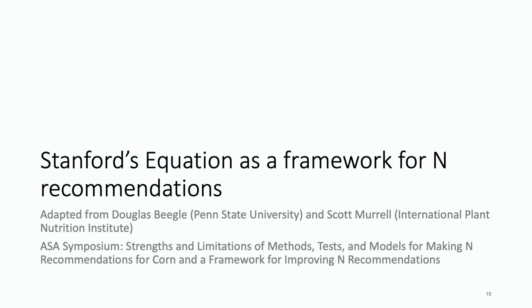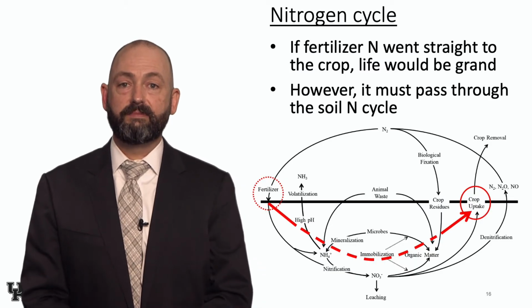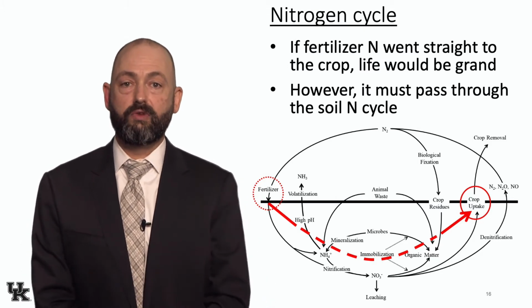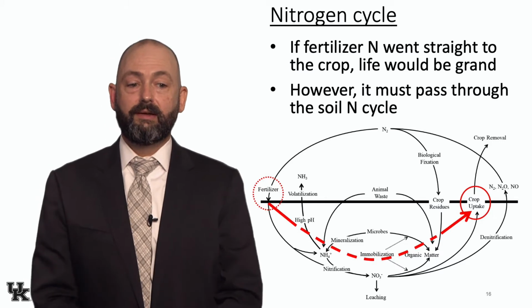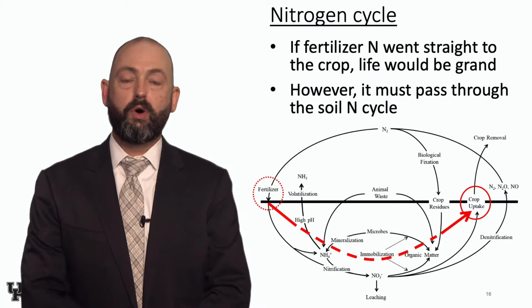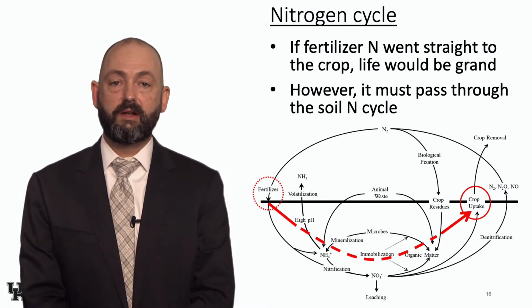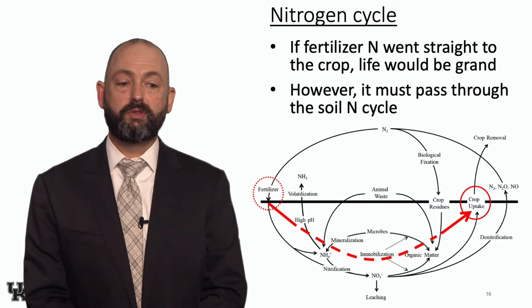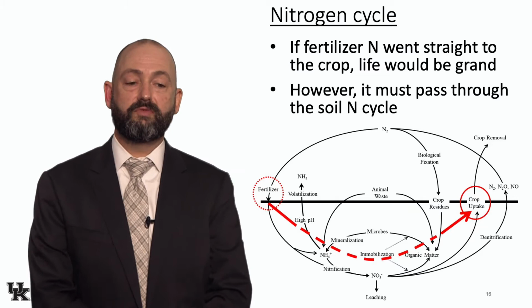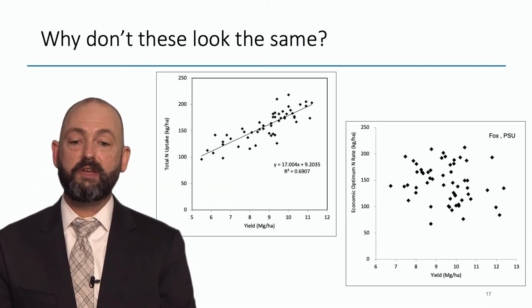And in the 60s, George Stanford was saying that if we want to get more precise, we have to account for mechanisms that are associated with climate, soil type, and crop management. So the nitrogen cycle, as I said, is complex. And if fertilizer nitrogen went straight to the crop, like this red line indicates, you would see a pretty simple thing. We would just be able to look at per unit bushel, apply 1 pound of nitrogen or 0.6 of a pound of nitrogen. It would be a really simple thing. But the problem is the soil nitrogen cycle kind of interferes with this system. Nitrogen that we apply has to pass through this very complex system. And that's why these two figures don't look the same.